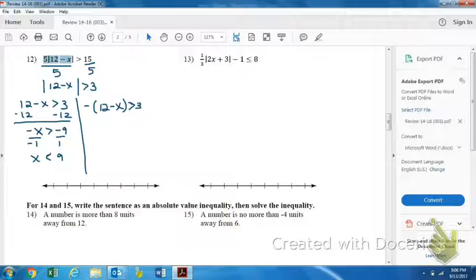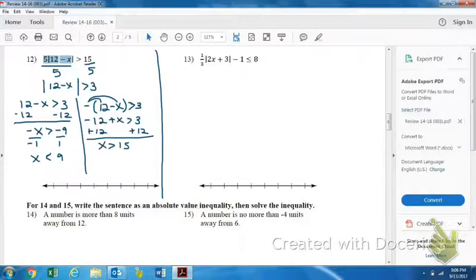So I'm going to go over to the other side and distribute that negative to both terms. So that's negative 12 plus x is greater than 3. Add 12 to both sides, and you have positive x is greater than 15. Okay.